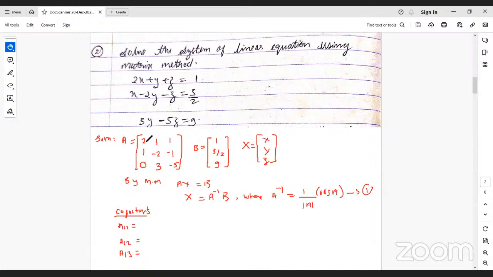So how to find out the cofactors? You have to delete the row containing the first element and the column containing the first element. When you delete the first row and the first column, you will be left with these elements. -2 into -5 will be +10, and 3 into minus of -1 will be +3. So 10 plus 3 will be equal to 13. So the cofactor of the first element will be equal to 13.